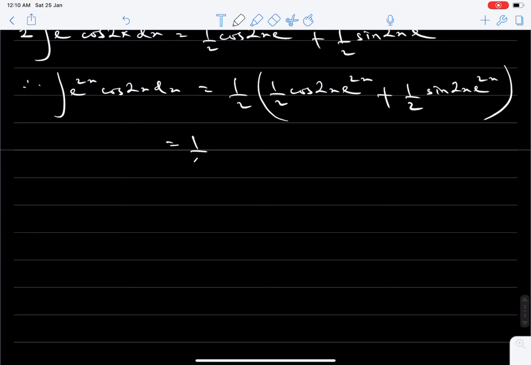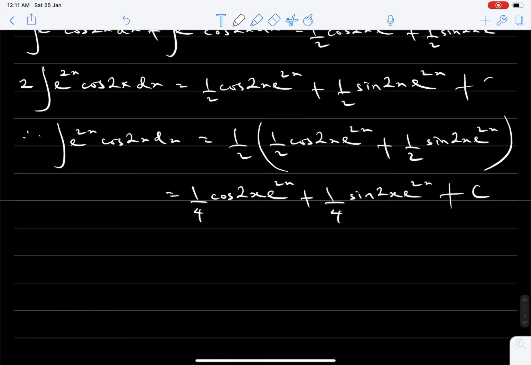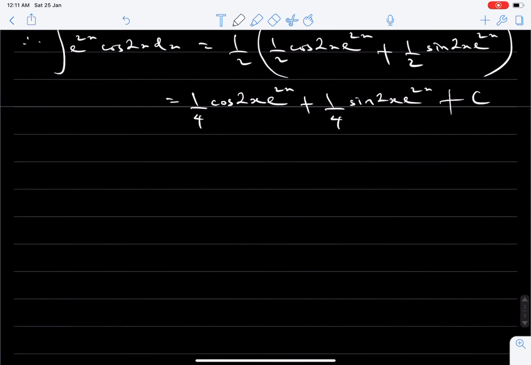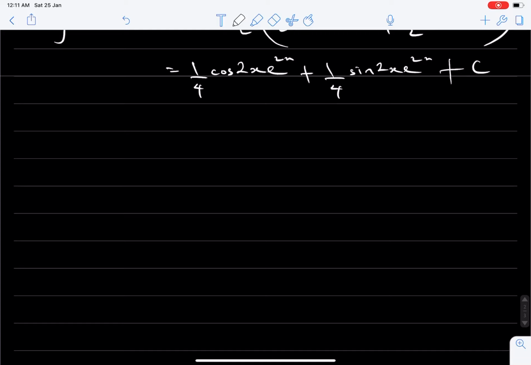which is equal to 1 over 4 cos 2x e raised to power 2x plus 1 over 4 sine 2x e raised to power 2x plus c. Don't forget the constant of integration. You could have even put it here, plus c. And that's it simply. We take another example.